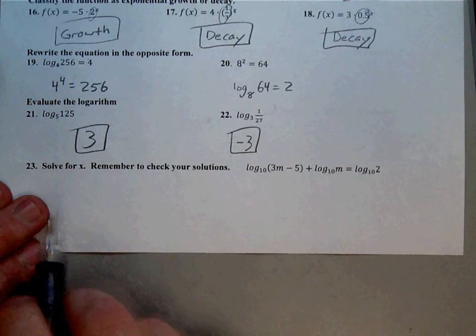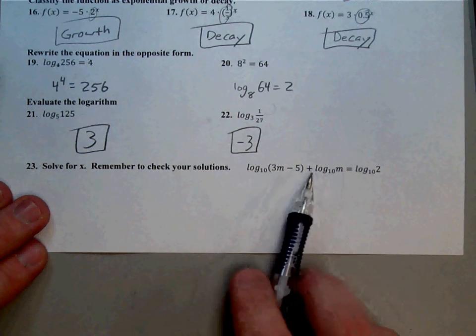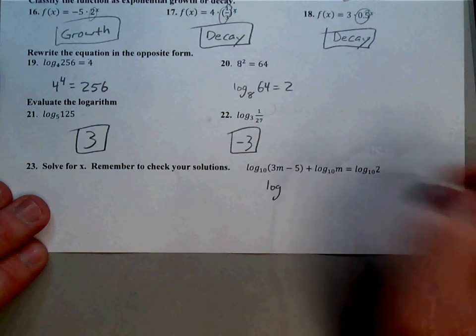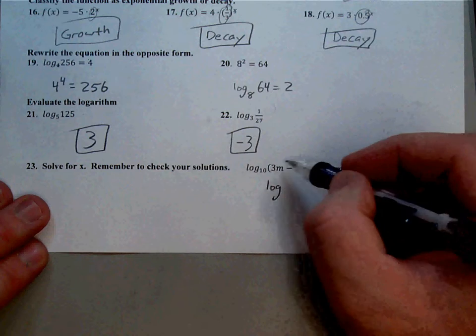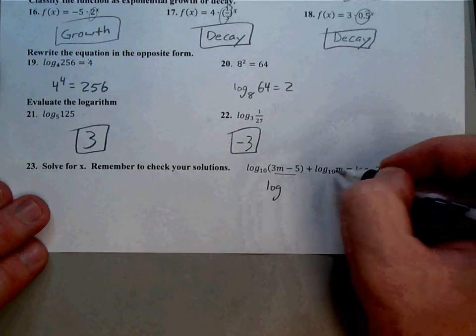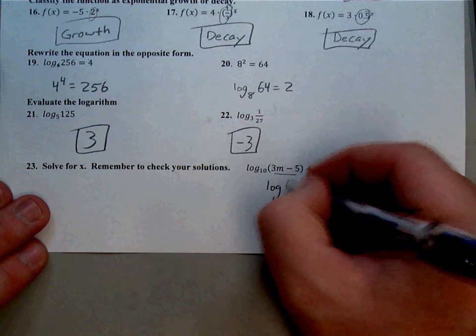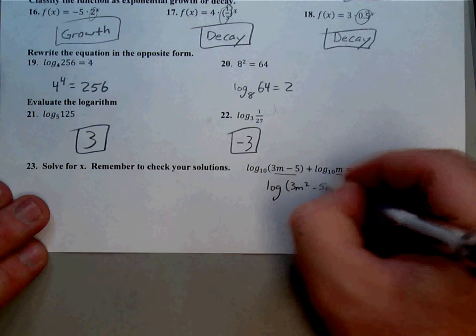Number 23, we're going to solve. The left side of this equation is 2 logs added together. We have to condense them into a single log. Notice they're base of 10s. I don't even need to write the base of 10 if it's a 10. But because they're added, we have to multiply those arguments, 3m minus 5 times m. So distribute that through. We get 3m squared minus 5m.